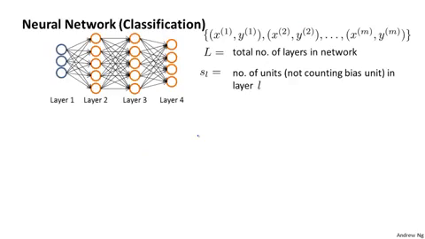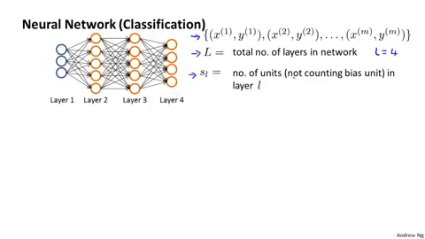I'm going to focus on the application of neural networks to classification problems. So suppose we have a network like that shown on the left, and suppose we have a training set like this of (x^i, y^i) pairs of m training examples. I'm going to use uppercase L to denote the total number of layers in this network. So for the network shown on the left, we would have capital L equals 4. And I'm going to use s_l to denote the number of units, that is the number of neurons, not counting the bias unit, in layer l of the network.